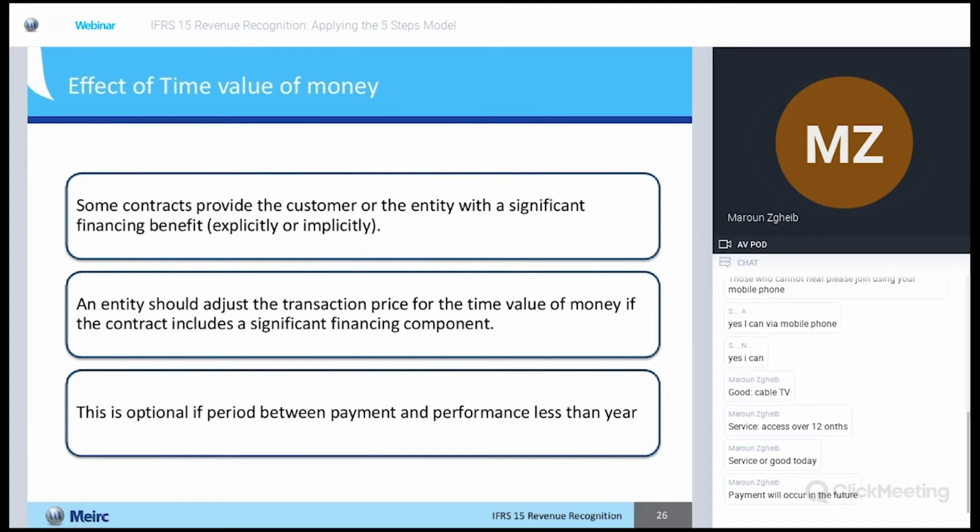The example that I gave is whether you are delivering today, for example, the service or the good, and the payment will occur after 1 year, then you should recognize revenue at the present value, and the difference between the present value and the future amount is considered as interest expense. So the difference between revenue, the nominal amount, minus the present value of cash flows is equal to interest expense, or interest income.